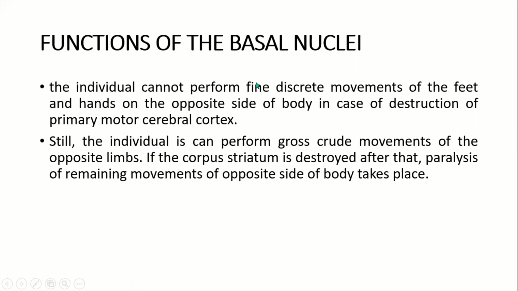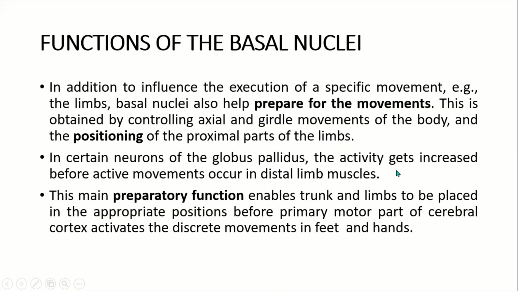The individual cannot perform the discrete movements of the feet and hands on the opposite side of the body in case of destruction of the primary motor cerebral cortex. Still, the individual can perform gross, crude movements of the opposite limbs. If the corpus striatum is destroyed after that, paralysis of the remaining movements of the opposite side of the body takes place.